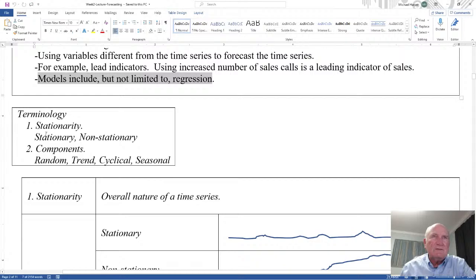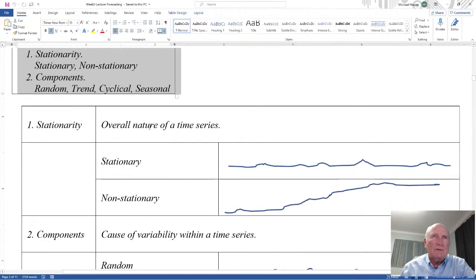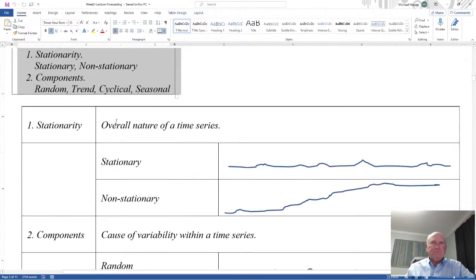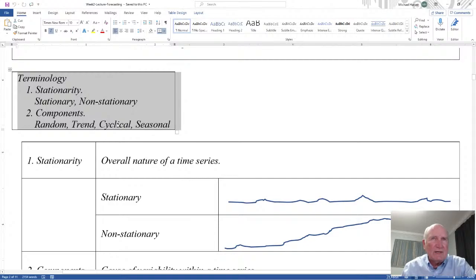Okay, now the terminology of stationarity and non-stationarity, and the components: random, trend, and cyclical. These are important. The textbook doesn't go into them in as much detail as I think you should know when you start working, because these terms are fairly common.